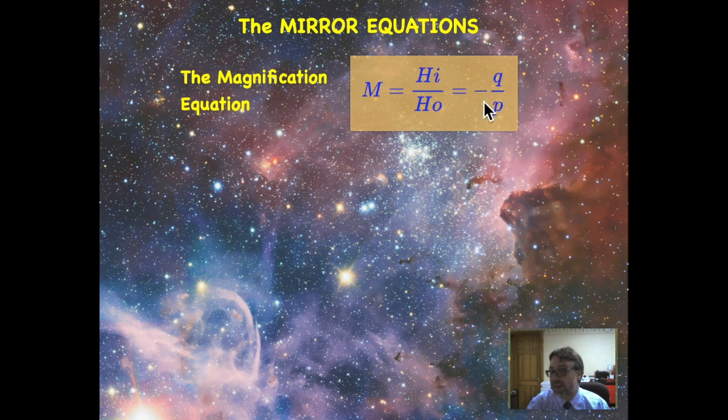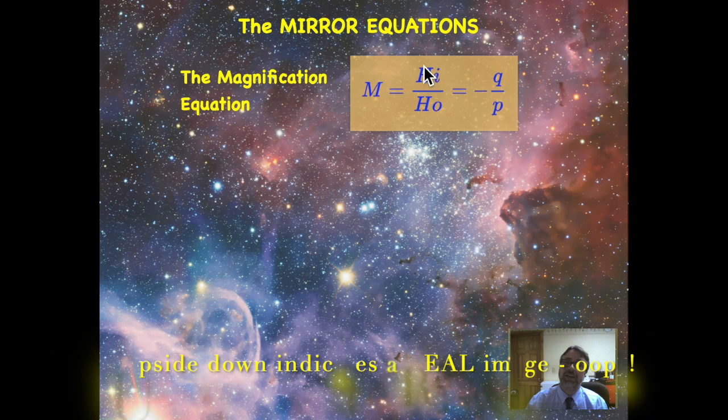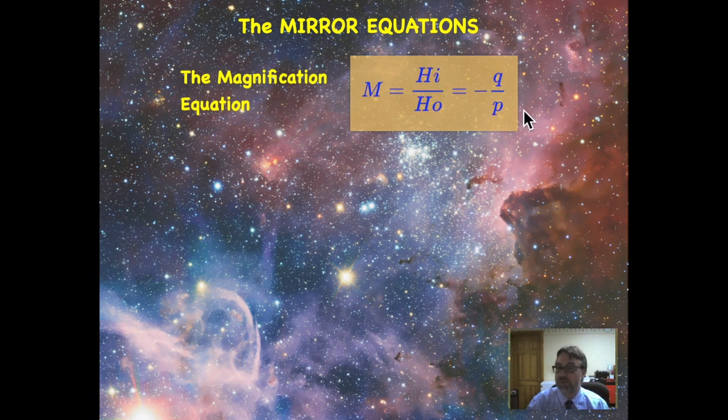But that negative sign is important. Remember we said that our objects are almost always positive, but our images can be upside down for a virtual image. So that's why that negative sign needs to be there. That negative sign is very important when using the magnification equation.